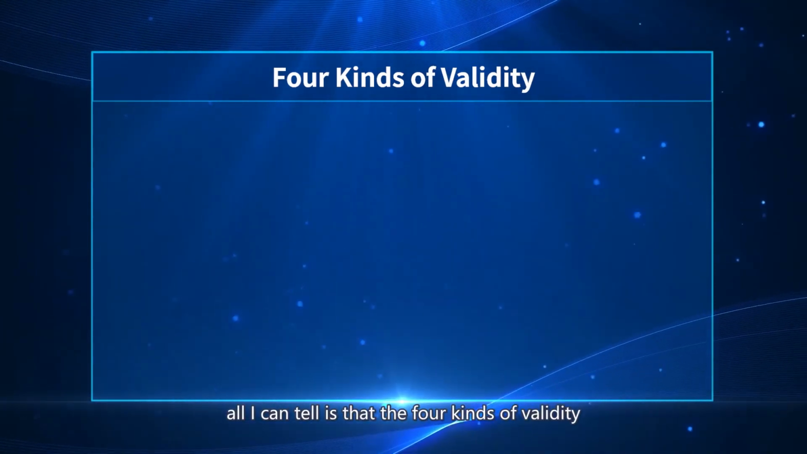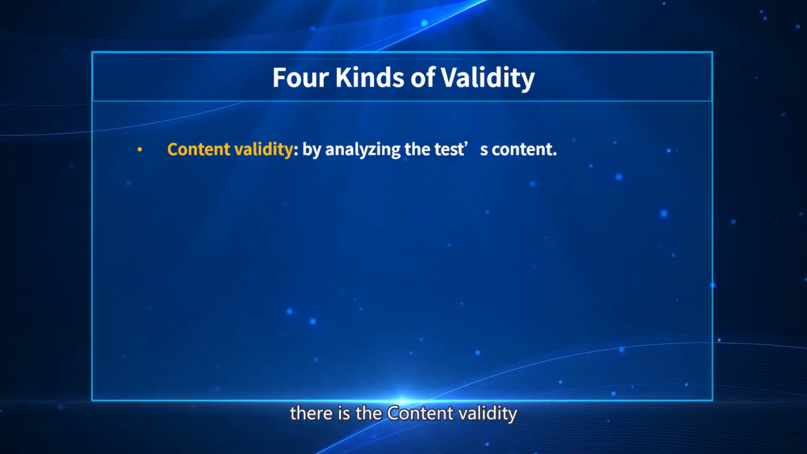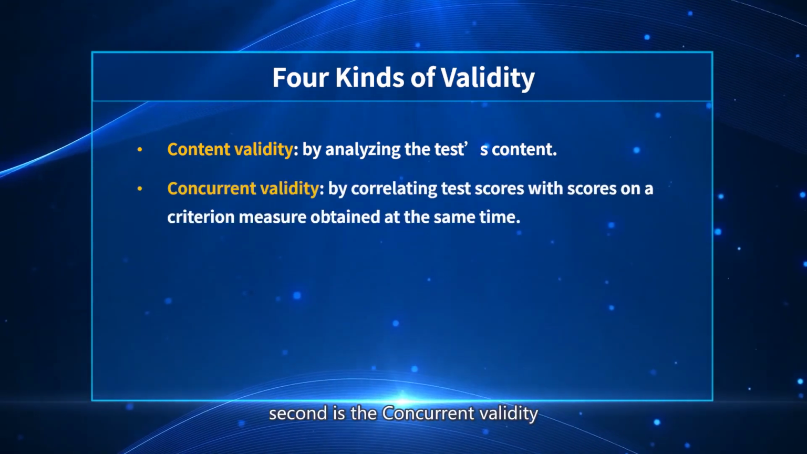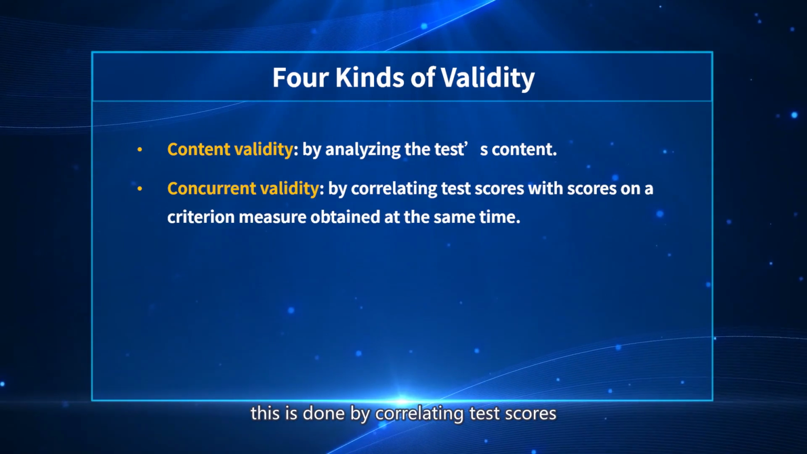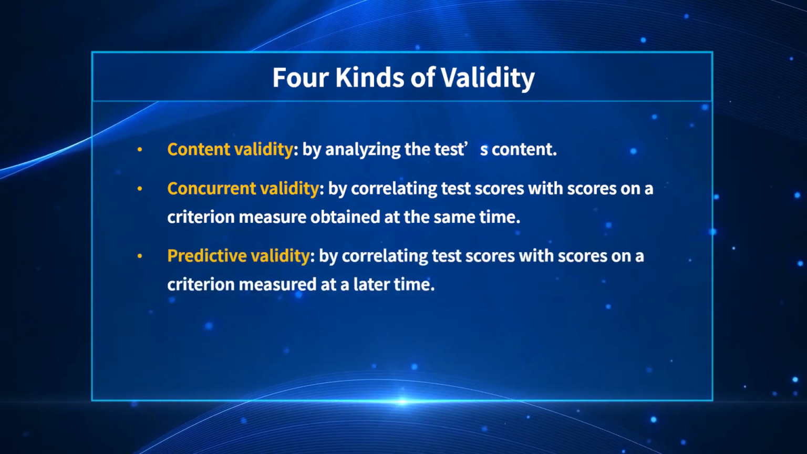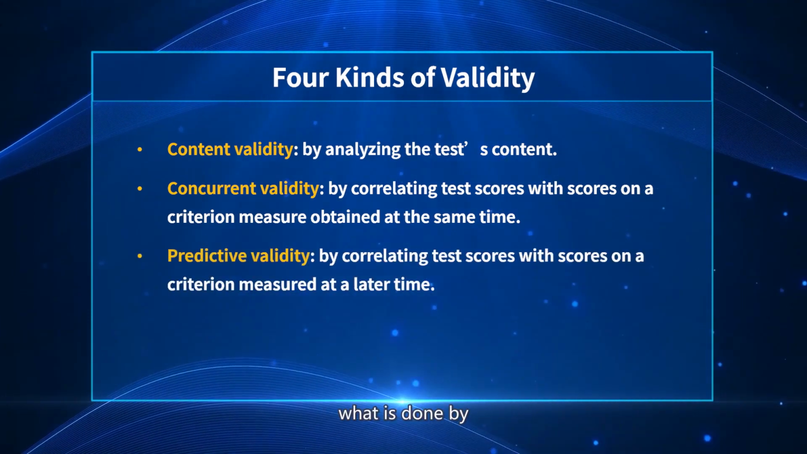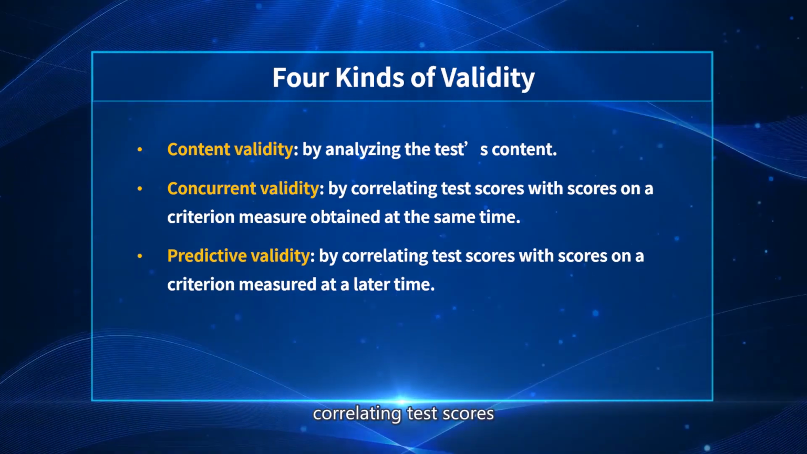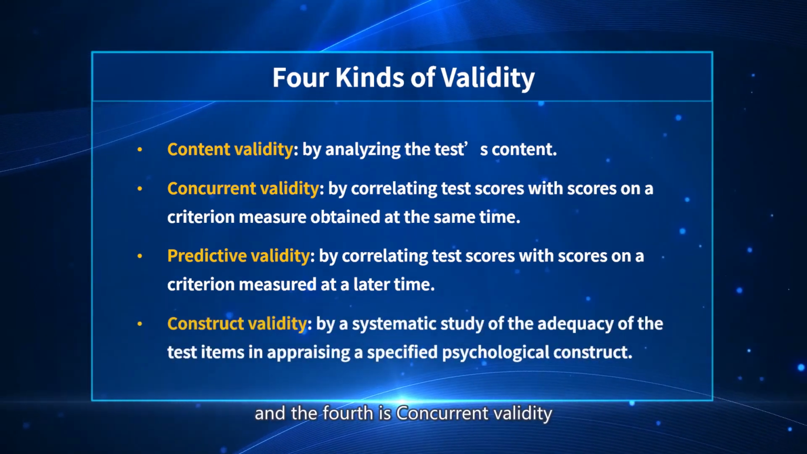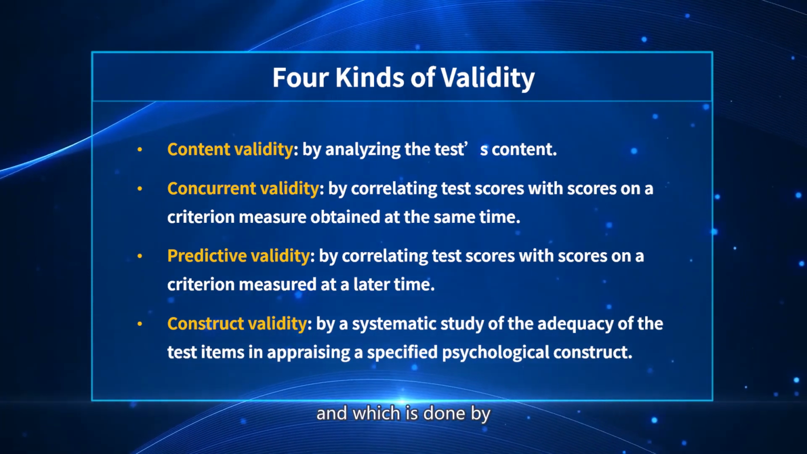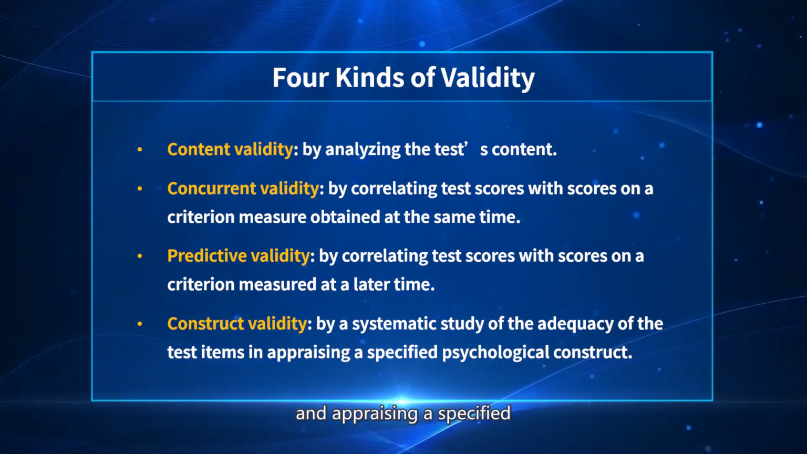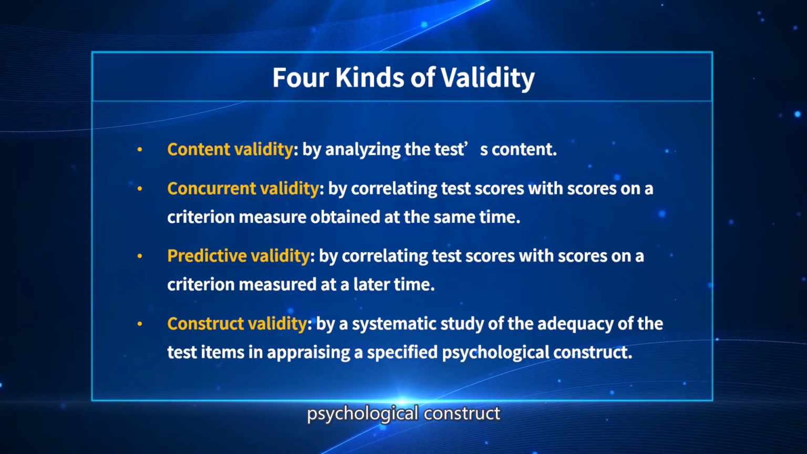All I can tell you is that there are 4 kinds of validity. There is the content validity, which is done by analyzing the test content. Second is the concurrent validity. This is done by correlating test scores with scores on the criterion measure obtained at the same time. Third is the predictive validity, which is done by correlating test scores with scores on the criterion measure at a later time. And the fourth is the construct validity, which is done by a systematic study of the adequacy of the test items and appraising a specified psychological construct.